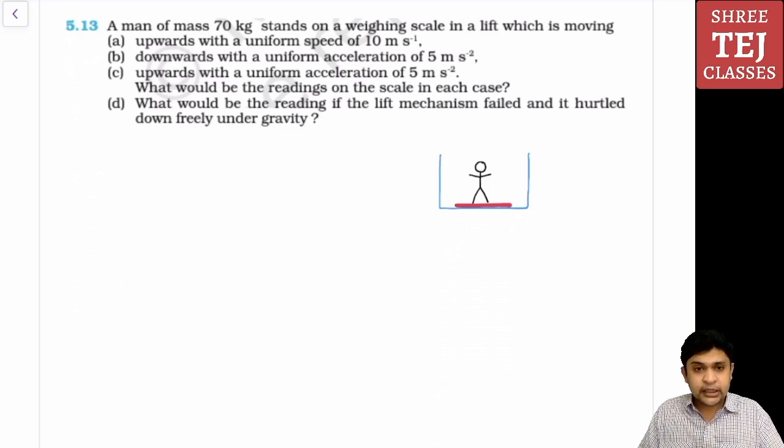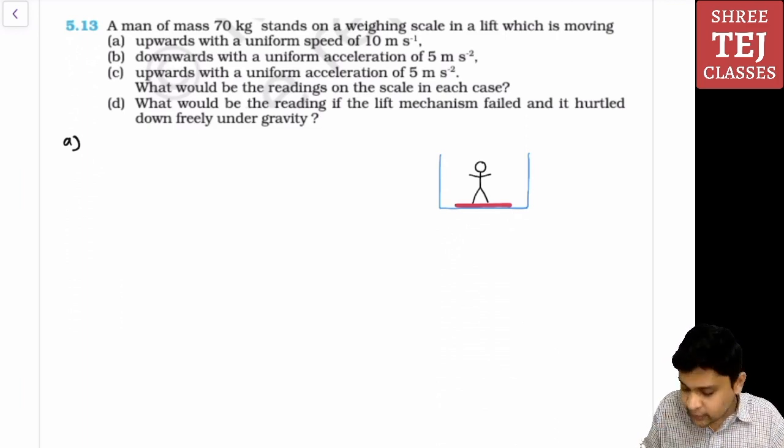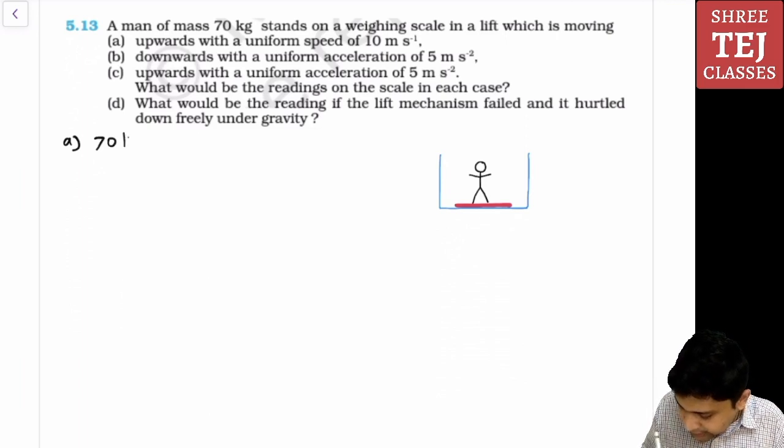Question 5.13. A man of mass 70 kg stands on a weighing scale in a lift which is moving. So we have to find the reading on the scale. First one, when the lift is going up with a uniform speed of 10 meter per second. So if the lift is going up with uniform speed of 10 meter per second, the normal will be equal to the mass into acceleration due to gravity, which is weight. And we are calculating normal on the weighing scale. Therefore, that will not change. So the mass will come out to be 70 kg.